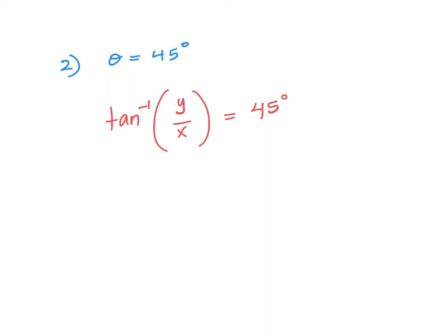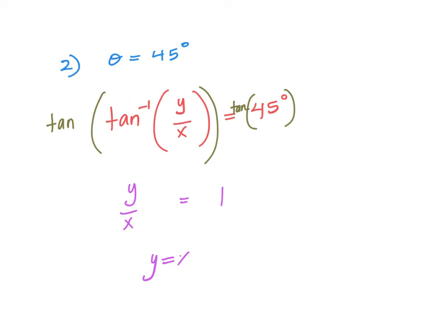Now, how do I get rid of the inverse tangent? I put tangent on both sides. So tangent. What happens with tangent and inverse tangent? They cancel each other, so you have y over x. And what is the tangent of 45 degrees? 1. Cross multiply or multiply both sides by x. What does that give you?